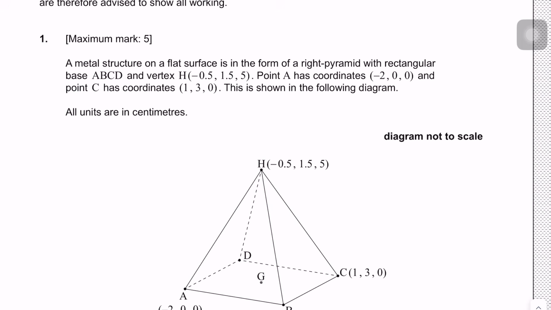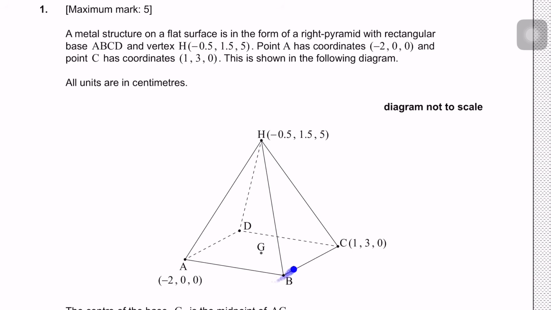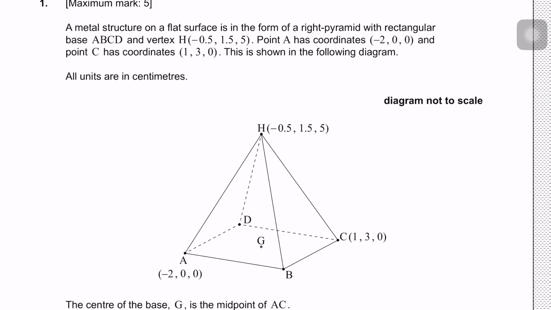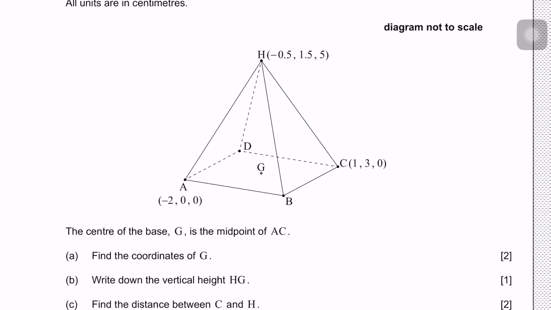Alright, question 1 is a 5-mark question. A metal structure on a flat surface is in the form of a right pyramid with rectangular base A, B, C, D and vertex H, which is at (-0.5, 1.5, 5). Point A has coordinates (-2, 0, 0), and point C has coordinates (1, 3, 0). This is shown on the following diagram. All units are in centimeters. Okay, so here we have this right pyramid with this rectangular base.